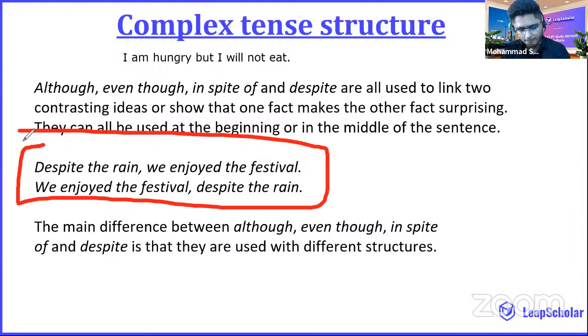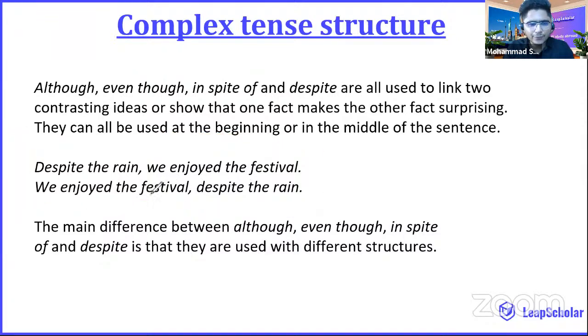Despite the rain, we enjoyed the festival. We enjoyed the festival despite the rain. Again, guys, what kind of keyword is despite here and here? What kind of contrasting keyword is it? Oh, I have given the answer myself. It is a contrasting keyword. Thank you.